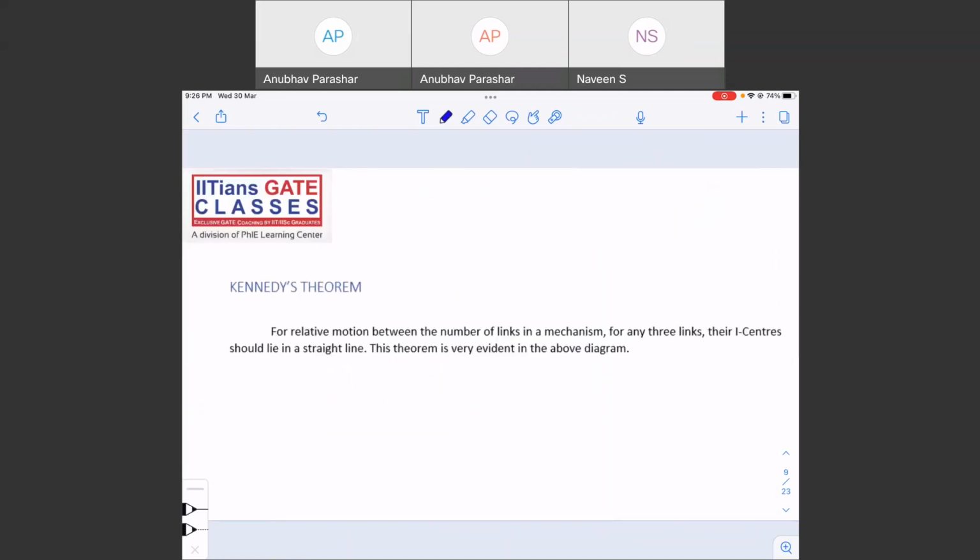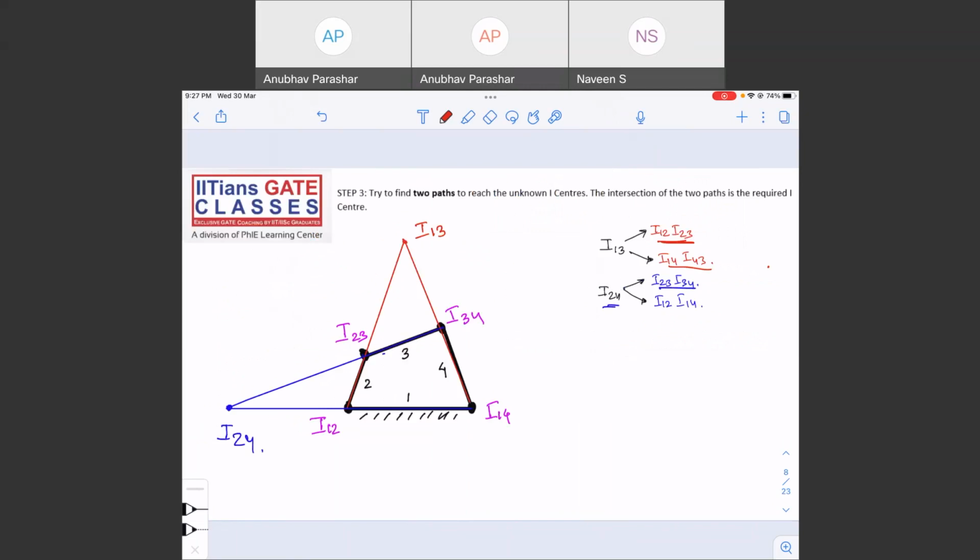Now let us see a theorem which is known as Kennedy's theorem. A one-mark question can be asked. What is Kennedy's theorem? For relative motion between the links in a mechanism, if you choose any three links, their eye centers will always lie in a straight line. This mechanism can have relative motion. The different links, definitely 2, 3, 4, will have relative motion among each other.